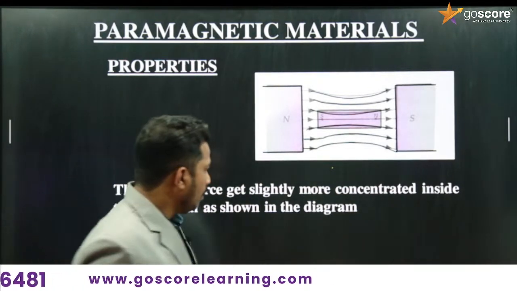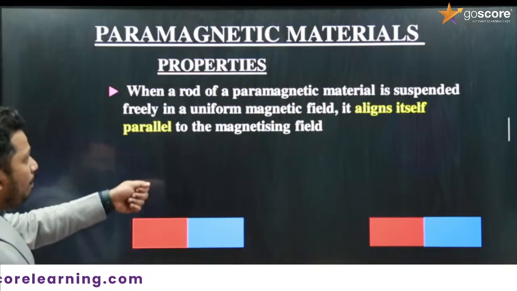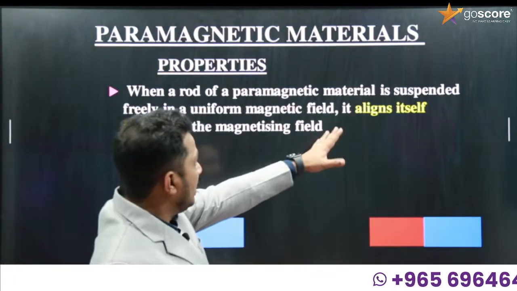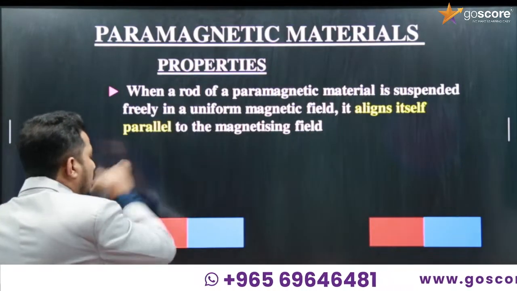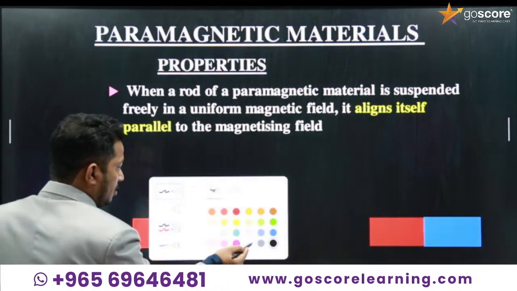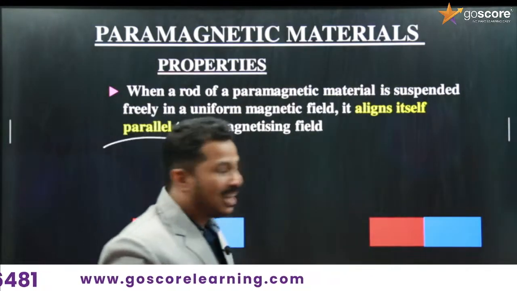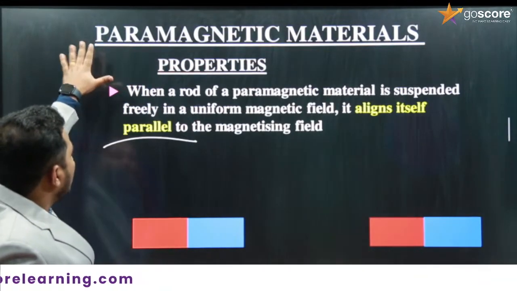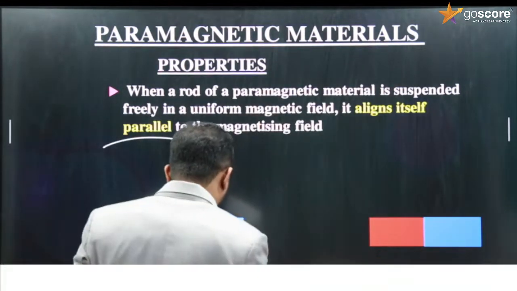Okay, can I move to this? Yes, next property. When a rod of paramagnetic material is freely suspended in a uniform magnetic field, what happens? In the previous case, it is aligned perpendicular. My ink was black, that's why it's not visible. Okay, so now it is white. For diamagnetic material, they will align in the perpendicular direction. Here it is parallel.